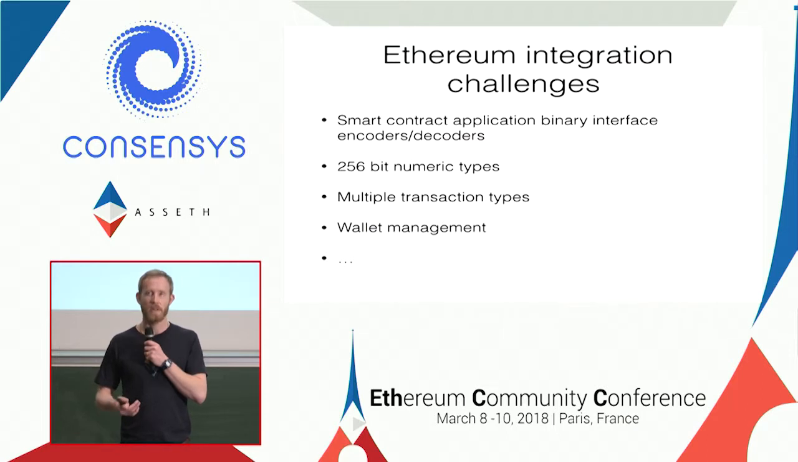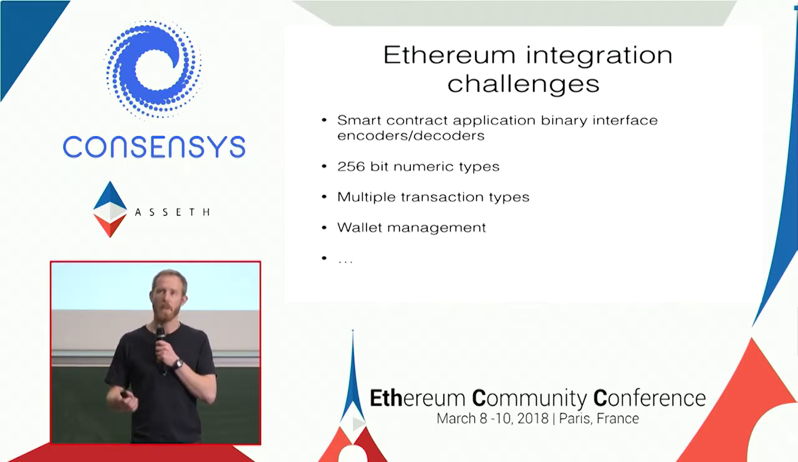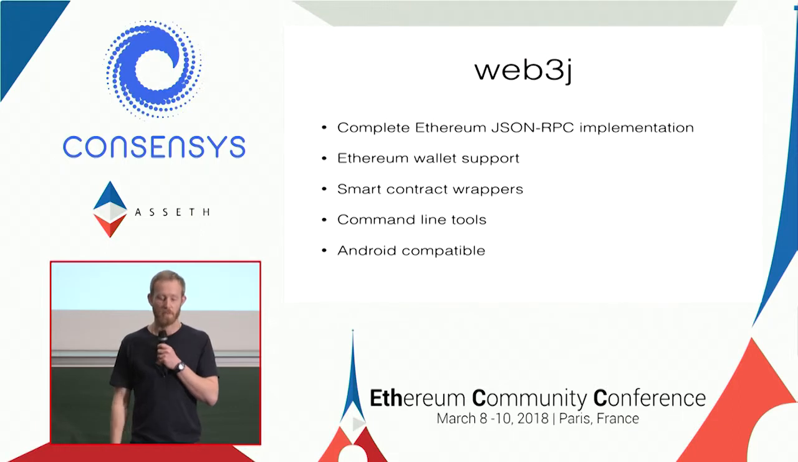Then you've also got the RLP binary encoding format, which is used in transactions that get signed and then sent to the EVM. There's different types of transactions. There's 256-bit integer types used by default. And then there's the whole thing of wallet and key management as well. And so for people, when they first start working with the space, these are non-trivial details to actually have to think about. And so this was the motivation for web3j.